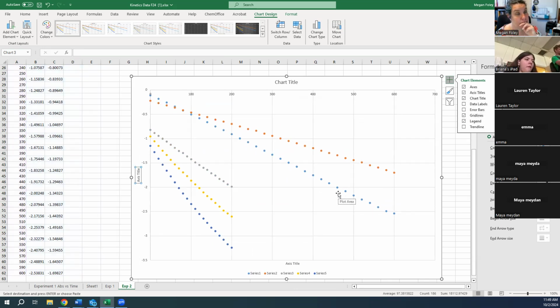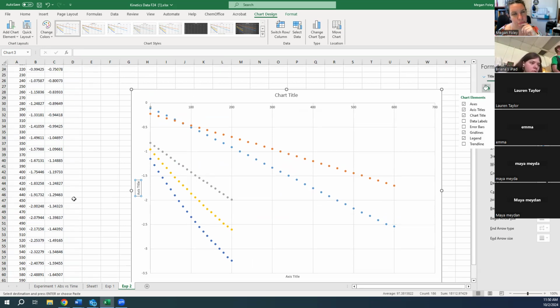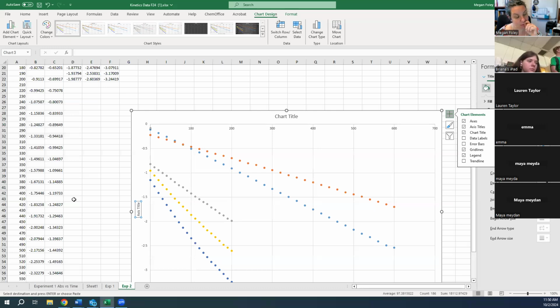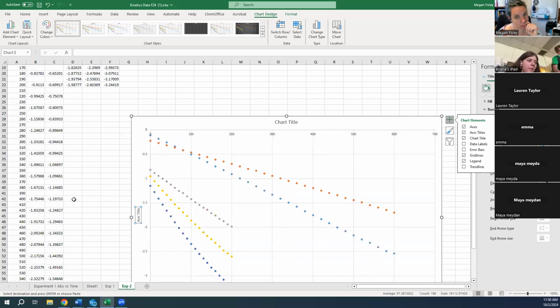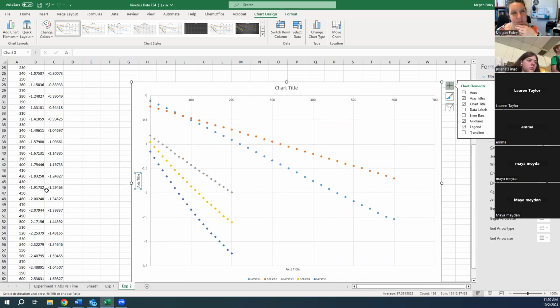My scatter plot looks very, very different from yours, and I'm not sure why. In what way? My experiment 1 and experiment 2 data points are practically touching. Can you share your screen so I can see what happened? Yes. I will stop sharing for just a moment. Let me see how I can do that. I'm not sure how to share my screen.